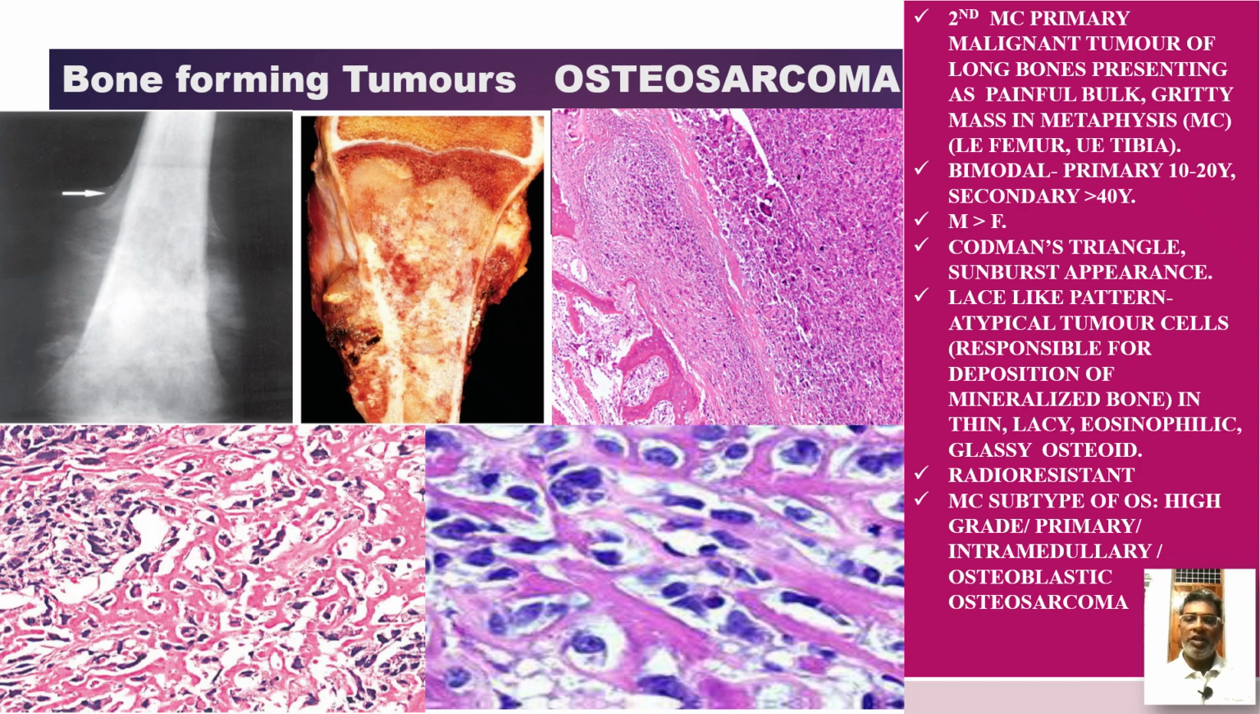The characteristic radiological features of osteosarcoma will be Codman's triangle and sunburst appearance. Okay. On microscopy, you will observe a lace-like pattern. All the atypical tumor cells which are pleomorphic will form the mineralized bone and they will be in a thin, lacy, eosinophilic, glassy osteoid appearance. This is also called the lace-like pattern.